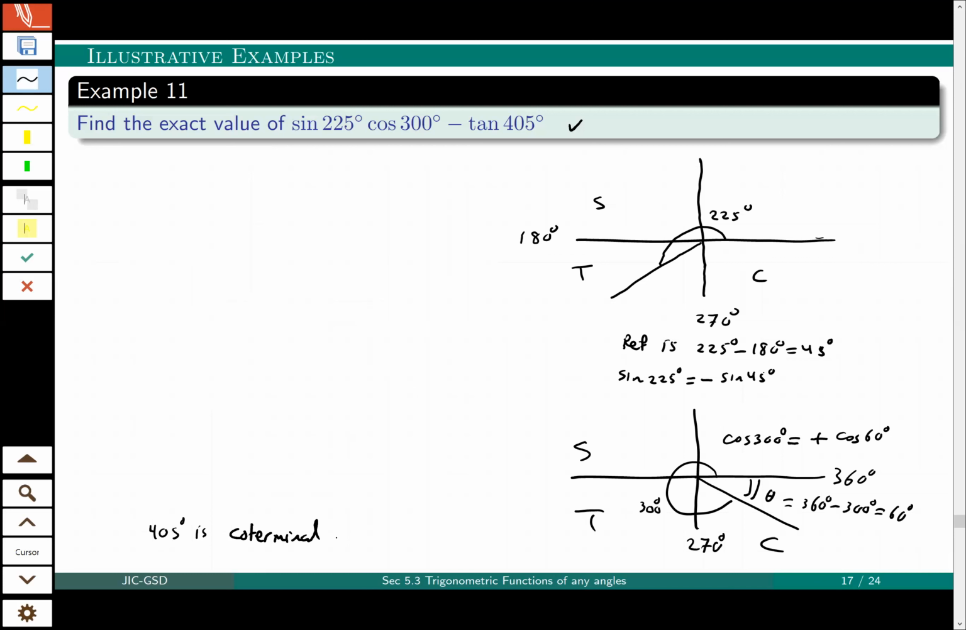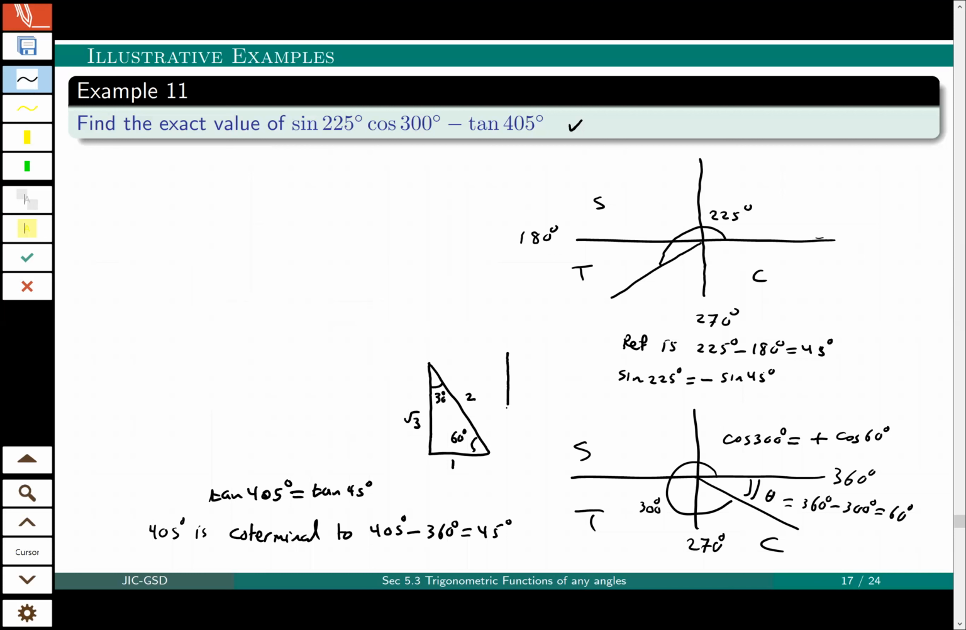Coterminal to 405 minus one complete circle. So it will be 45, which means now tan 405 is the same as tan 45. Once we analyze these, we have to know the two famous triangles we had. If this is 30 degrees, this is 60 degrees, that's 2, that's 1, that's square root of 3.